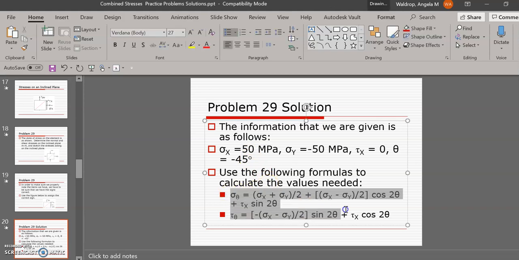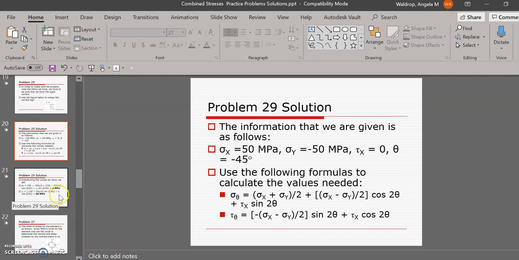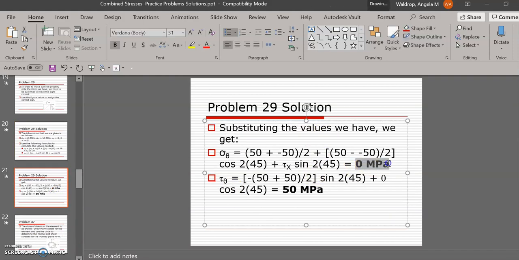So we use these formulas that were given here, and we just substitute our numbers in, and we calculate what our final values are. It's very straightforward. We can substitute those numbers in, and then we get our final answers here. So it's pretty straightforward.